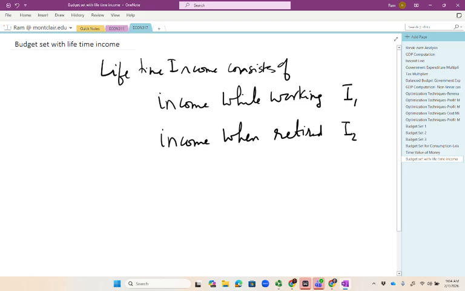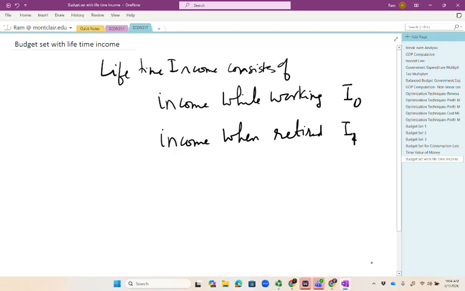So I will use I0 for the income while working and I1 for the income when retired. So remember, the retired income would typically be the social security and the retirement savings which the person has made during the time period when he or she was working. And then we exclude the period of life which the person spends with the parents before the age of 18.